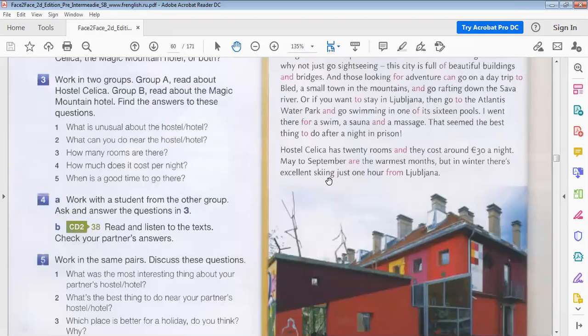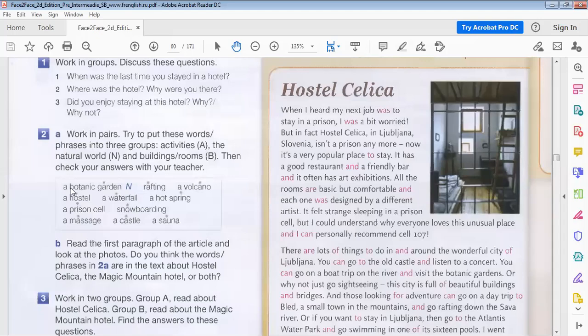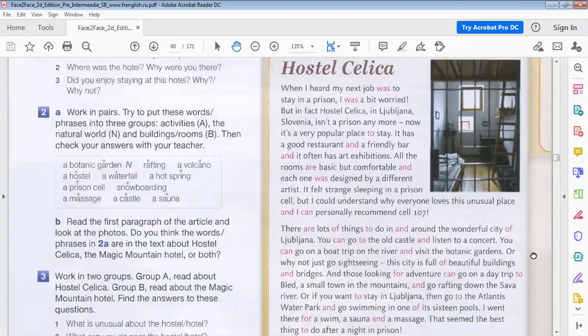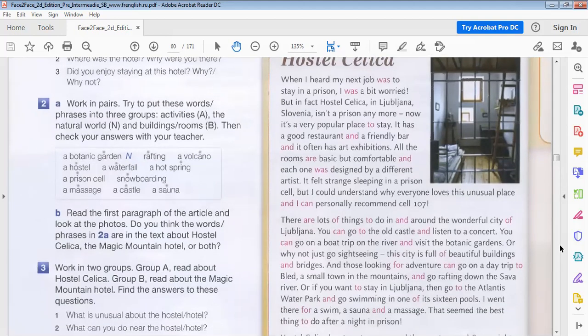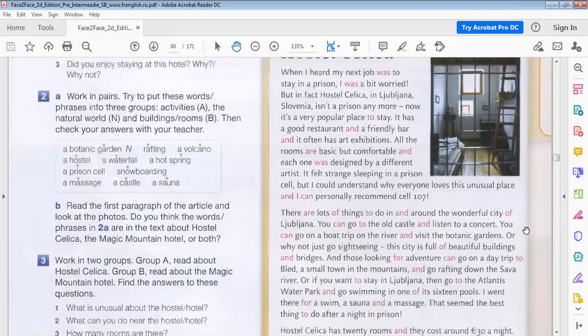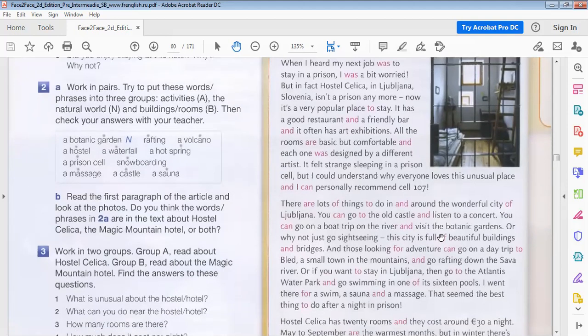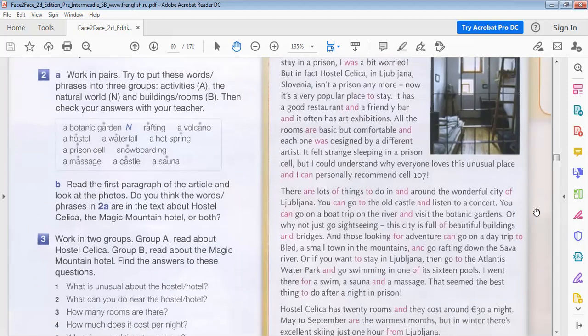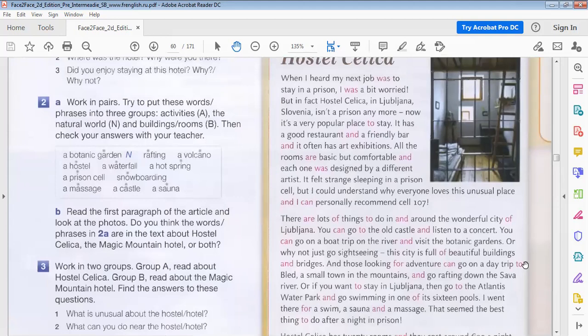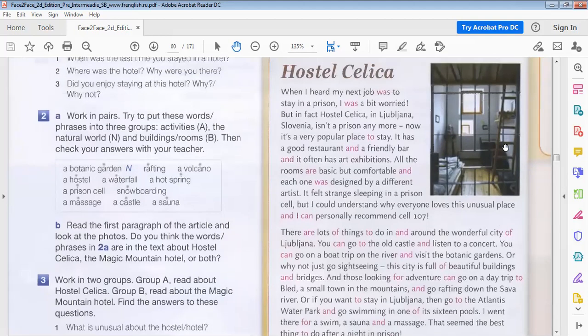So let's see some opinions. Rashid, what is the most interesting thing for you about the hostel? What do you think is the most interesting thing? Maybe you stay in a prison cell. Do you want to stay in prison? Would you like to stay in prison? Yes, I want to try it. No, I mean a real prison, not a hostel. Do you think it's fun? I think probably not, but maybe this one, I think you're right. This one looks like it's fun.